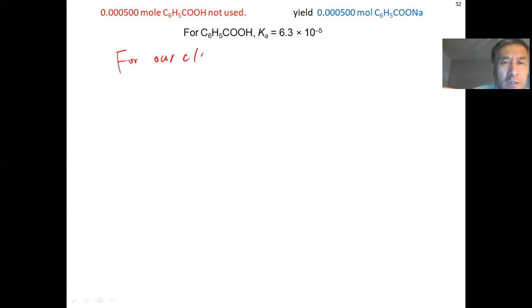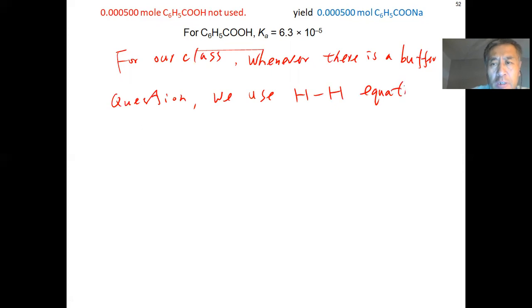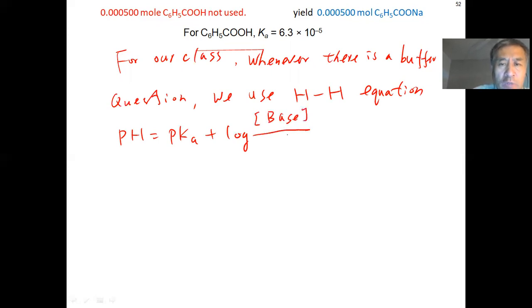So for our class, whenever there is a buffer pH problem, we can safely use the Henderson-Hasselbalch equation, which is written as pH equals pKa plus log, the molar concentration of the base divided by the molar concentration of the acid.